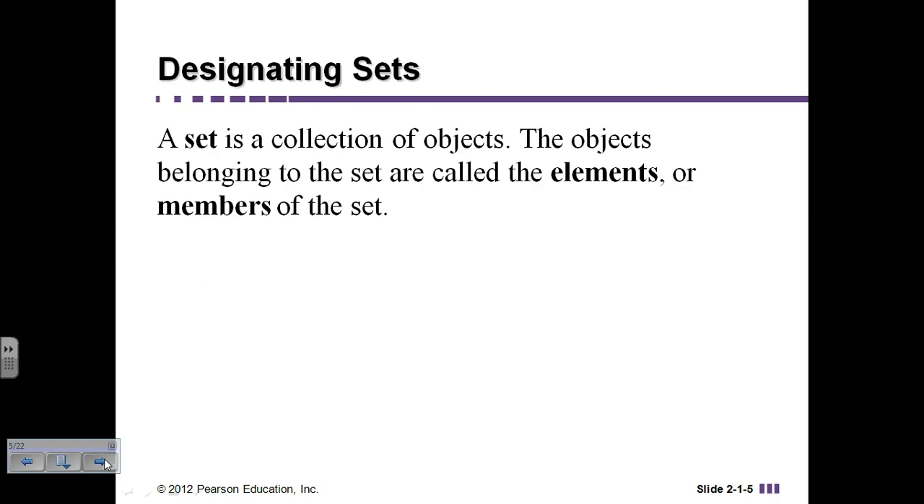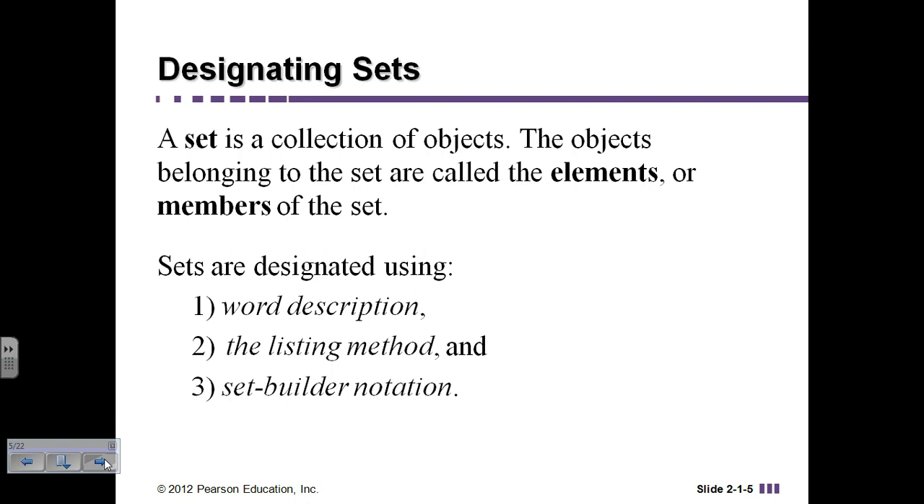So the first thing we're going to talk about is what exactly is a set. A set could be anything that is a collection of objects, such as a collection of dishes, a collection of people in a room, or people in a club. The objects that are in the set are all called elements or members of that set.